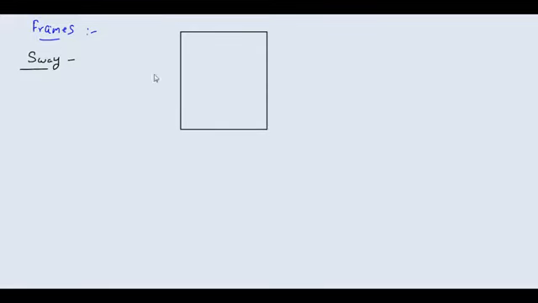Okay, in frames, before we proceed, I want to ask you whether you know the phenomenon of sway. Sway simply means that suppose you have some frame here, fixed here and fixed here. If I apply a vertical load here, the deflected shape of this frame will be something like this, isn't it?